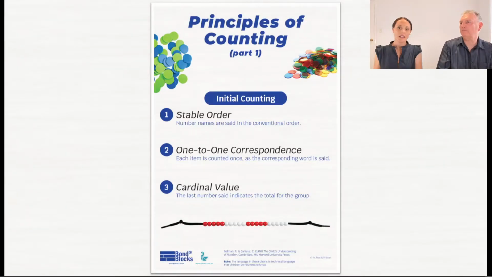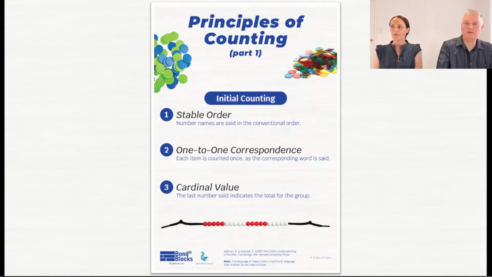And I think we've got a little slide. Okay, so I'll just take us into that spot there, just to illustrate that for us. Let me find it. Okay, so that slide there, yep. So they're the initial counting principles that we're going to look at with the bomb blocks in a minute. So especially the stable order and the one-to-one correspondence as we go.